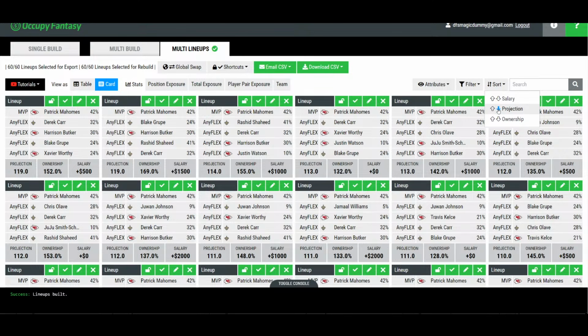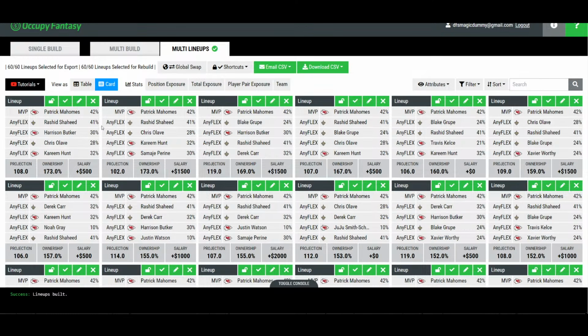This highest projected lineup may not be the best for a cash game because it's built on ceiling. So, I will always say this: if you're building low risk, it is better to sort by ownership than by projected points. If you remember one thing about that, remember this. So, let's sort by ownership.